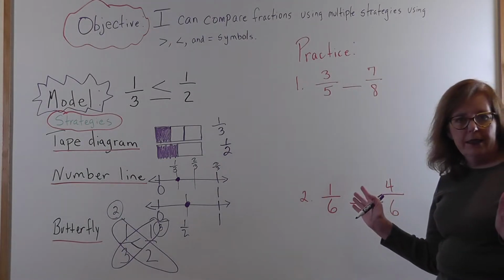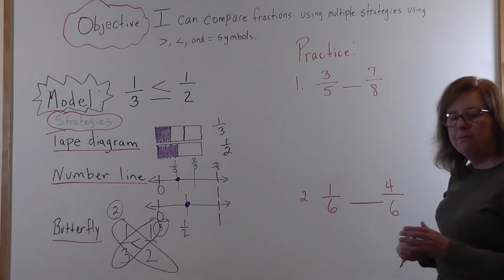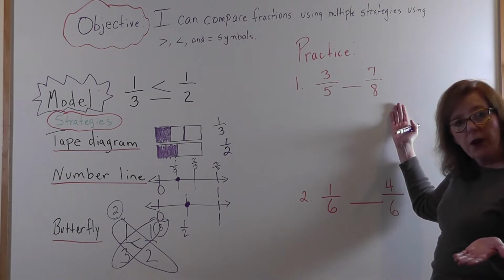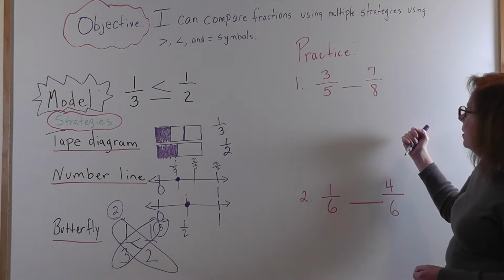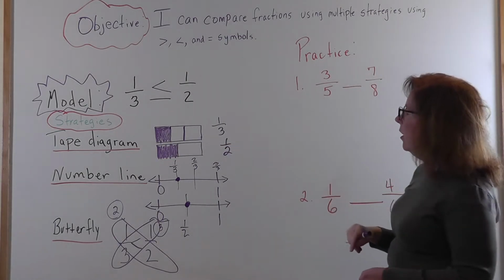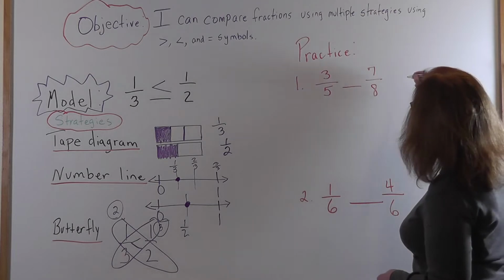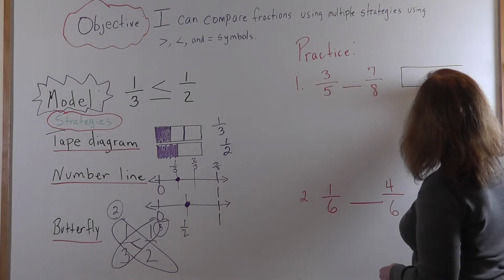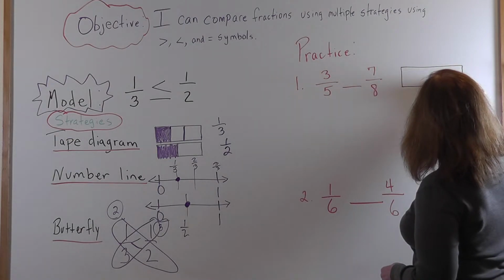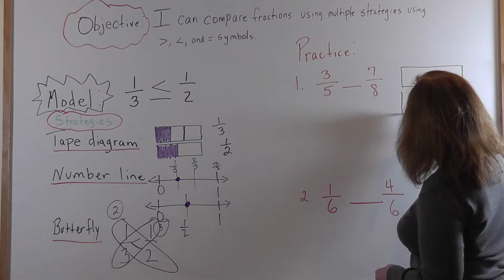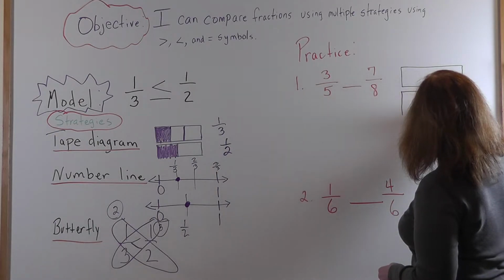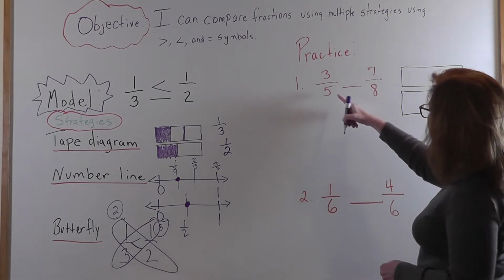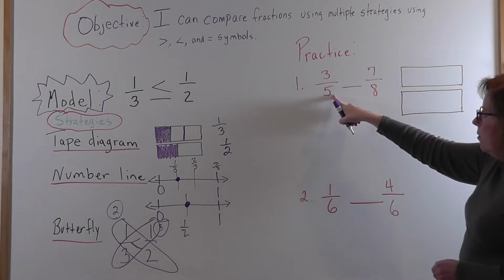Now, let's do a little practice using the strategies. I have 3/5 and 7/8, but I want to know which fraction is greater. So I'm going to use my tape diagram. I'm going to draw my tape diagram, and I'm going to do another one. It's going to be the same length. Now I need to break this into 5 equal parts.